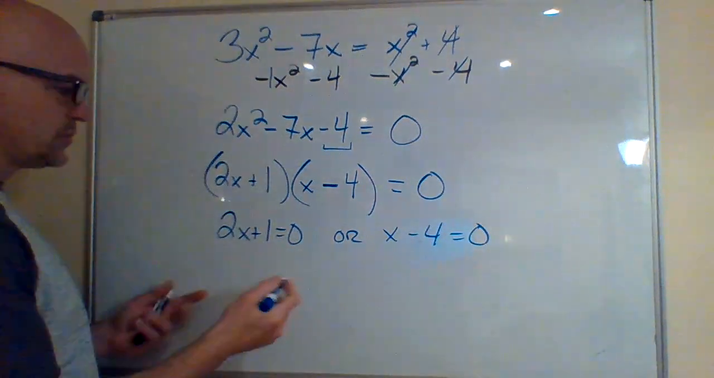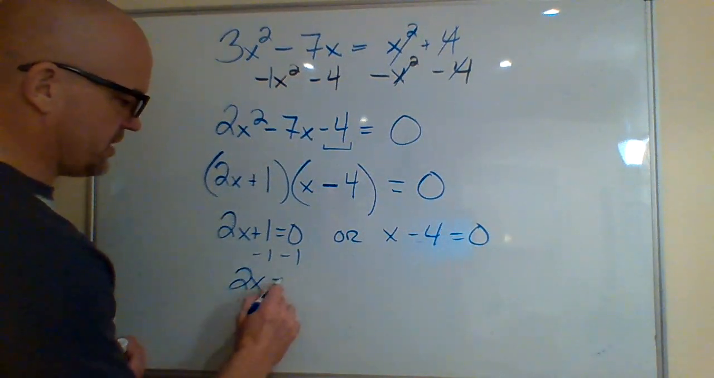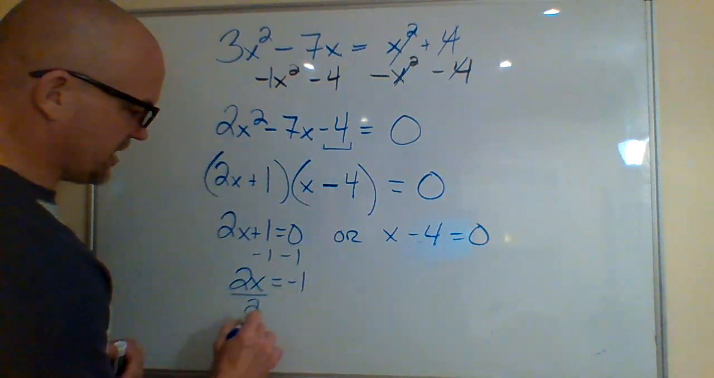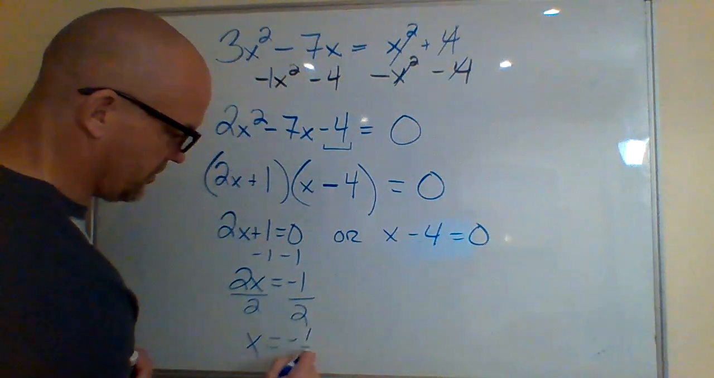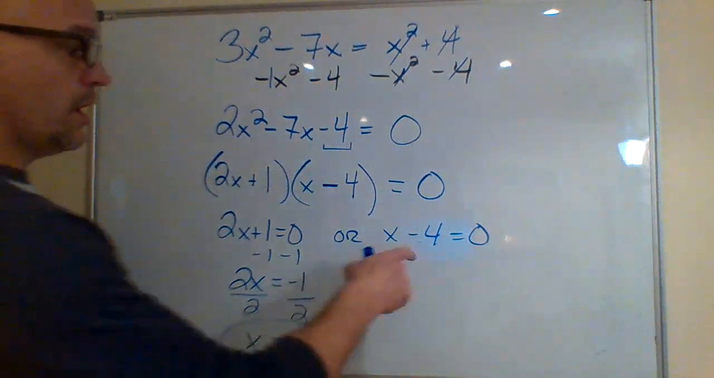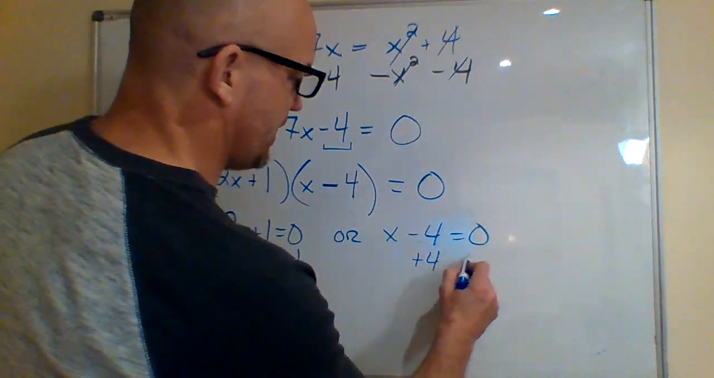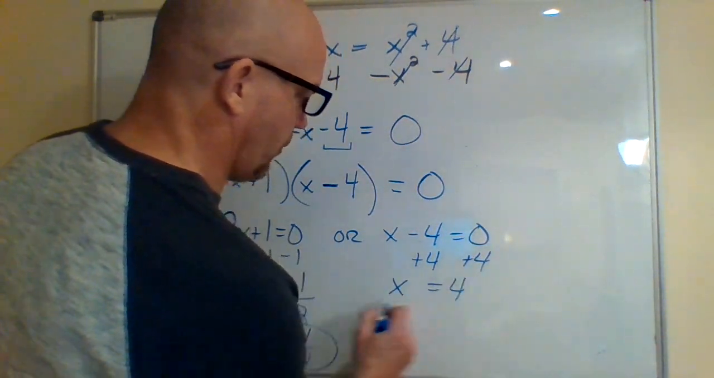This one's going to take 2 steps this time. I'm going to subtract 1. I'm going to wind up with 2x equals negative 1. Divide both sides by 2. I'm going to wind up with x equals negative 1/2. Whoosh, just had enough room there. Over here, add 4 to both sides. And that's it. Single step. X is going to equal 4.